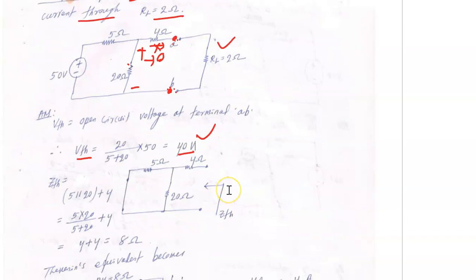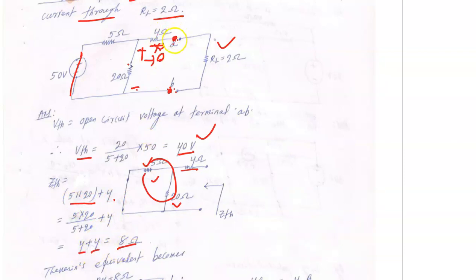ZTH, according to the Thevenin theorem, reduce this voltage source to 0. This is the ideal voltage source, so it will be short. You can see that 5 ohm and 20 ohm resistor are in parallel, and these together are in series. So 5 parallel 20 plus 4, you get 4 plus 4, 8 ohm.